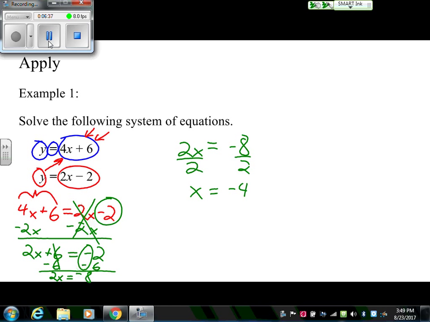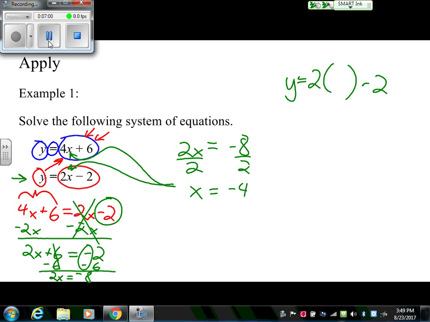Now I'm not done yet because I only found out what x is. I got x equals negative 4. In order to find y, I need to take this x value and plug it back in either for this x here or plug it in for this x here. Doesn't matter which one we use. I'm going to use the second one, so I've got y is equal to 2 times x minus 2. Again, that was this equation right here.